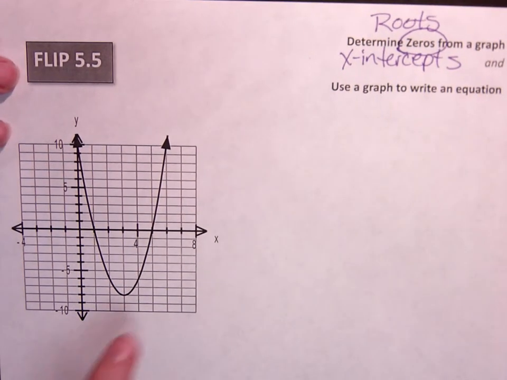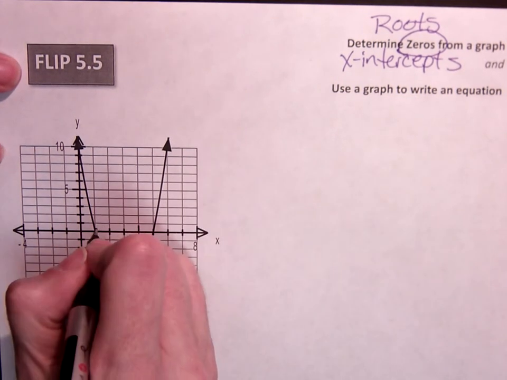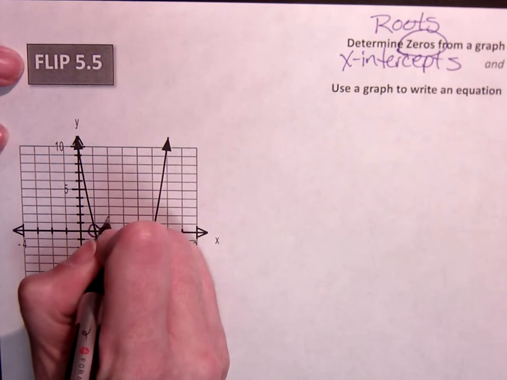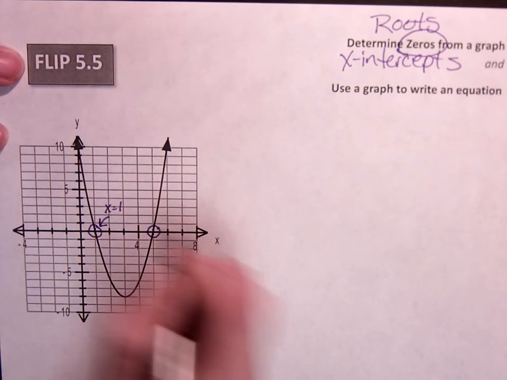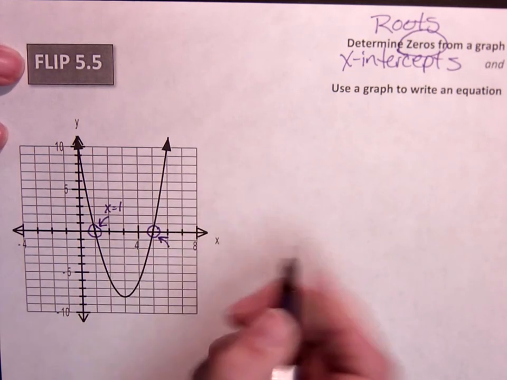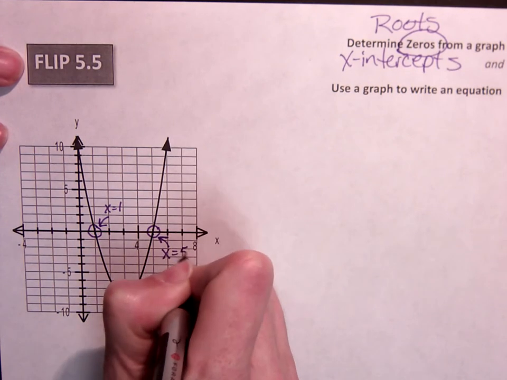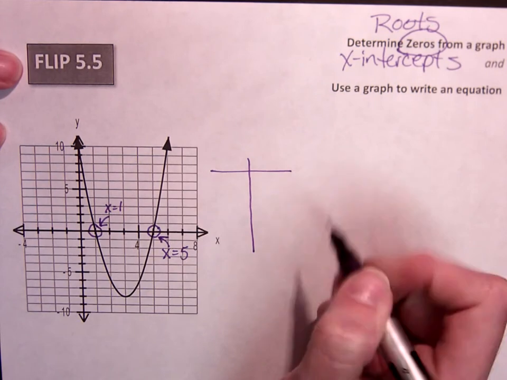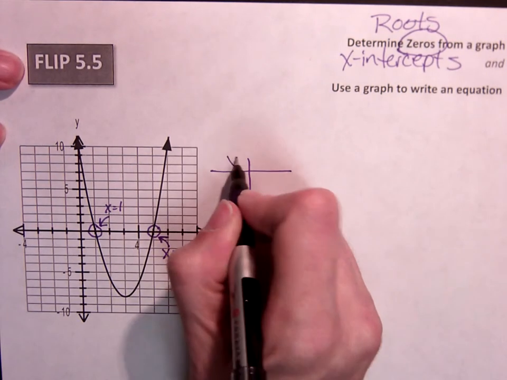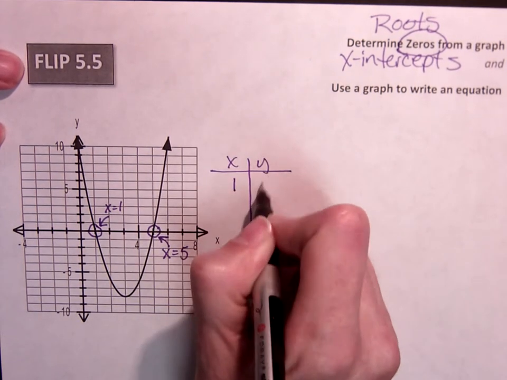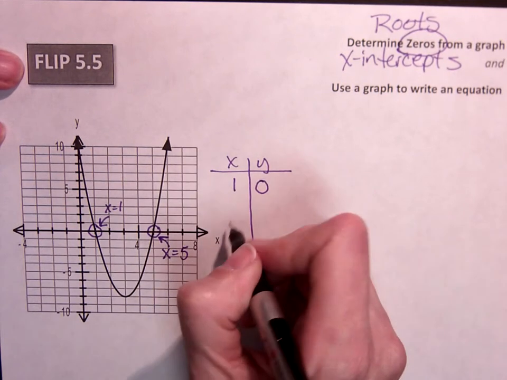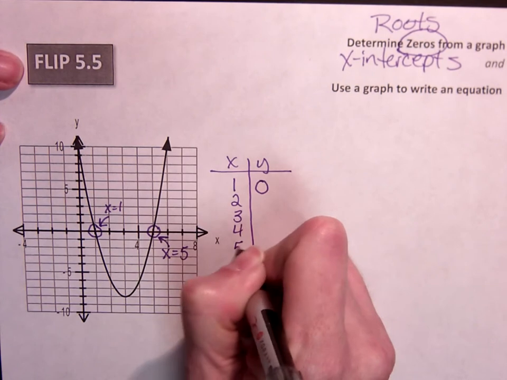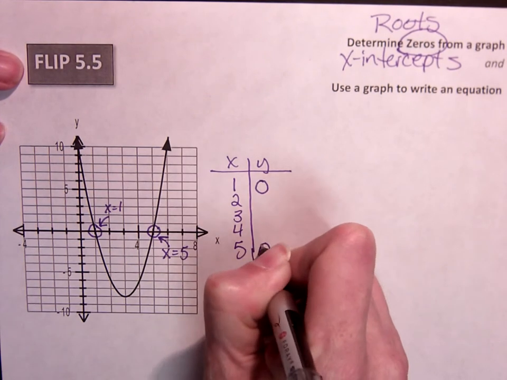And if I look at this first graph, I can see pretty clearly here's one and here's another one. This one happens at x equals 1. This one happens at x equals 5. If I were to go look in the table, that tells me that when x equals 1, y is 0. And when x equals 5, there's going to be another 0.